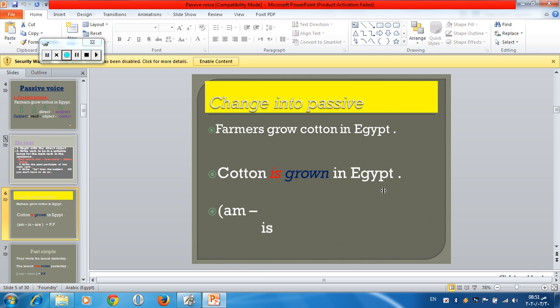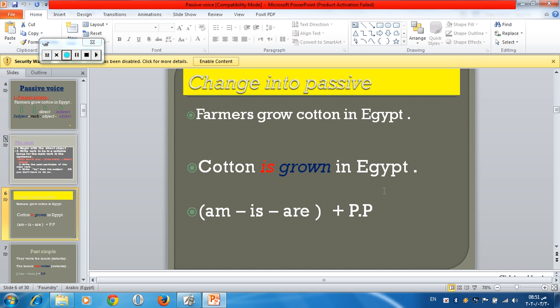So the rule will be, excellent, yes Kenzie: am, is, are plus the past participle. Now I changed the sentence from active into passive in the present simple. I'm talking mainly about the present simple, and we will see the rest of the tenses later. So, cotton is grown in Egypt. You can see it again.